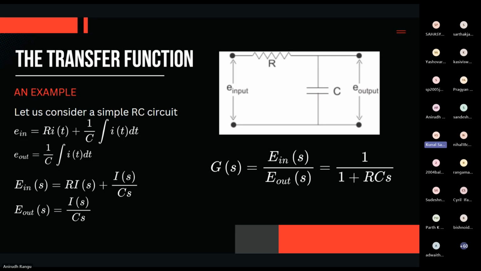The transfer function is the ratio of the Laplace transform of the output to the input. The slide here is a bit reversed, but that's fine. G of S is how we show the transfer function. In this case, it would be 1 by 1 plus RCS, where the I of S terms have been cancelled. This is how we have obtained the transfer function for a simple RC circuit. Using these methods, you can get the transfer function for your process variable, whatever you are trying to do using your PID.